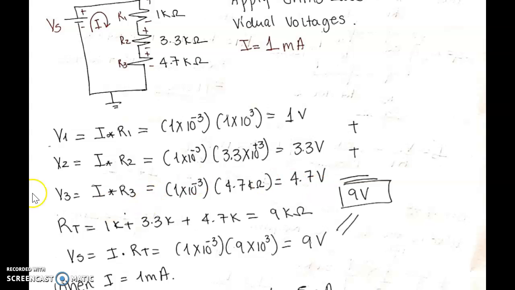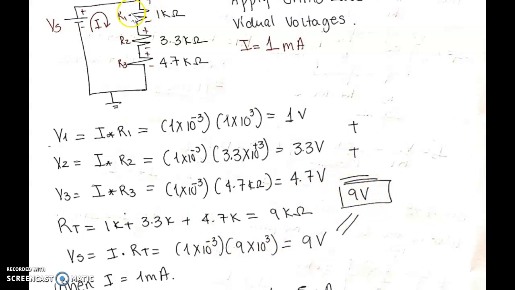Then we can calculate the voltage source. The way we calculate the voltage source is we calculate the R total. We just add them up to be 9K. Then the voltage source is just the I times the R total, which is 9 volts. If we were to add this 1 plus 3.3 plus 4.7, we get 9 volts. So it checks. They are the same.